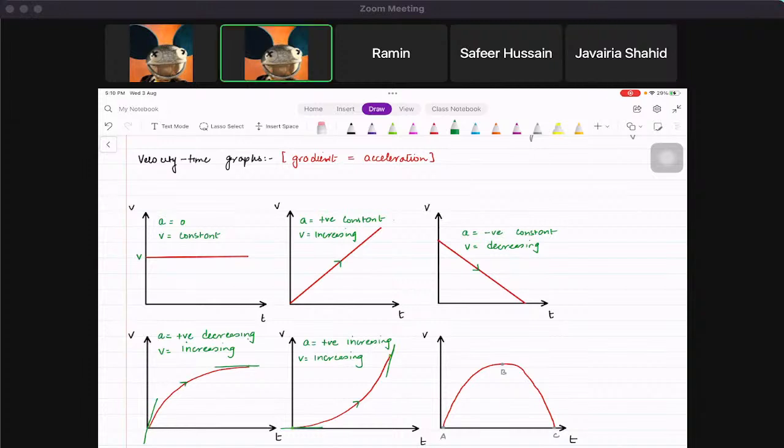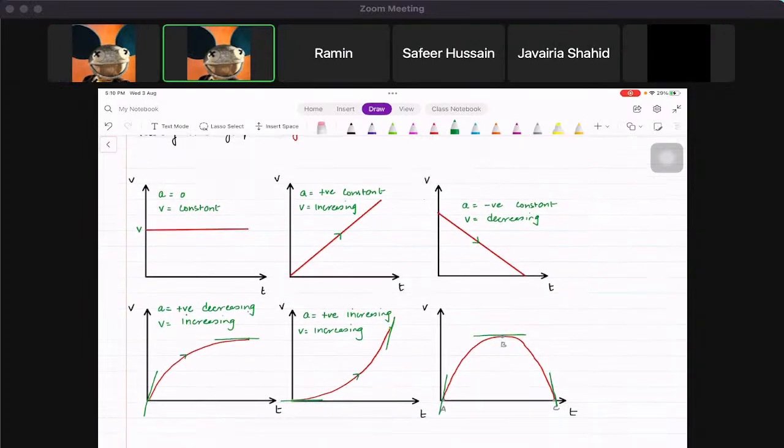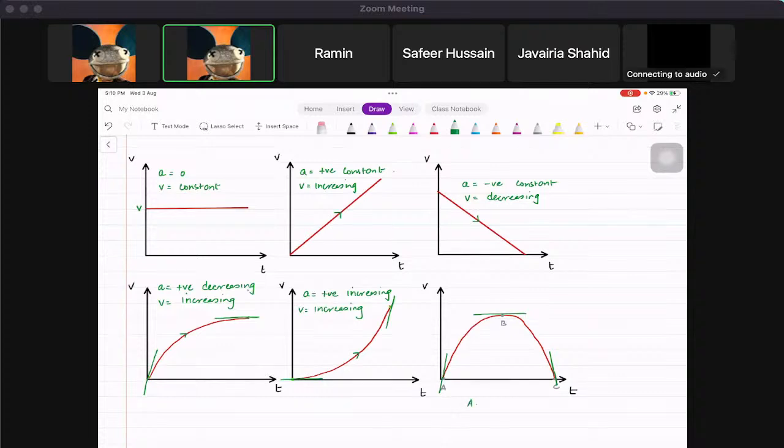Now in the next one, this is the line like this, and then like this, and then like this. So there are three sections. From A to B, the acceleration is positive but decreasing, and velocity is increasing because the line is going up.